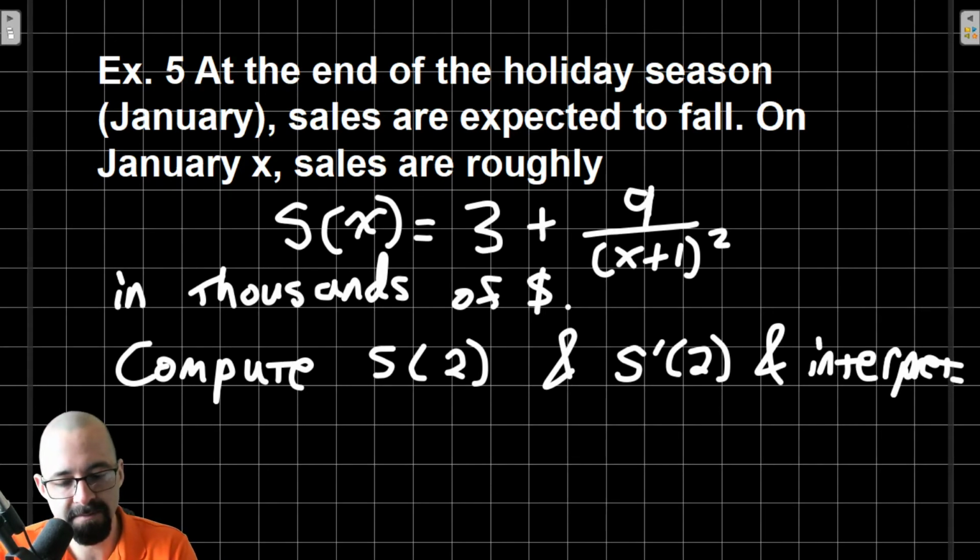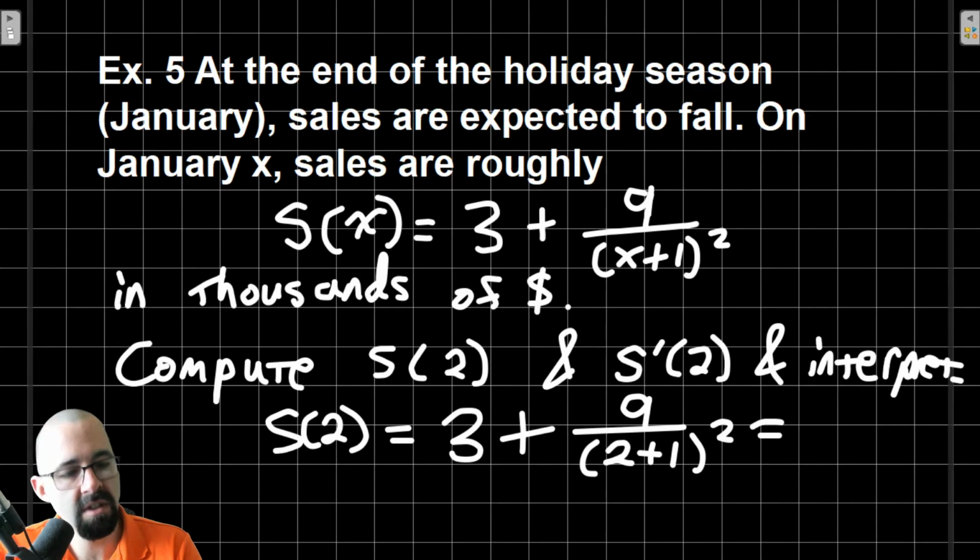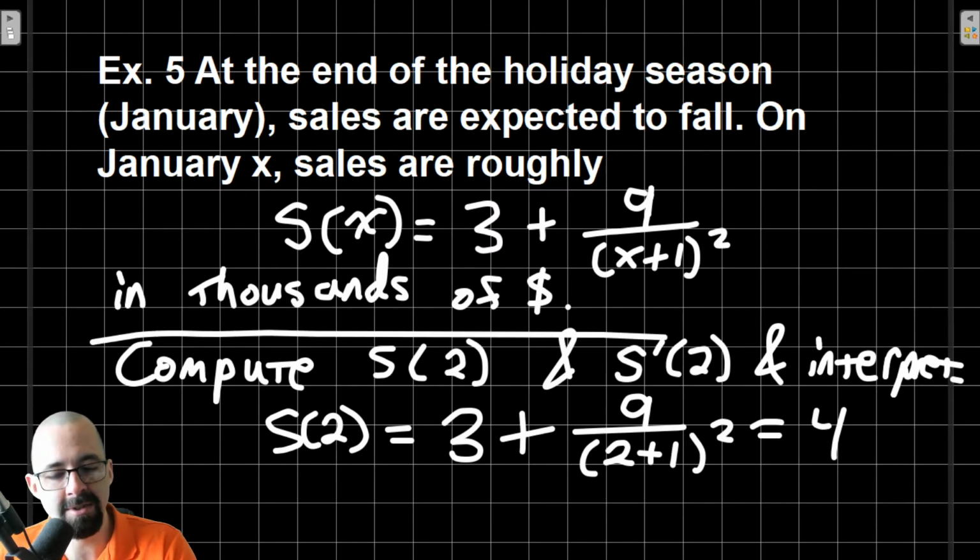A couple steps here. First off is S of 2. Let's plug in 2 into this function. We get 3 plus 9 divided by 2 plus 1 squared. That should simplify out to, let's see, this is 3. 3 squared is 9. 9 over 9 is 1. Should simplify to 4. And be very careful. So S of 2 is 4. That doesn't mean we're making $4. It's in thousands of dollars.